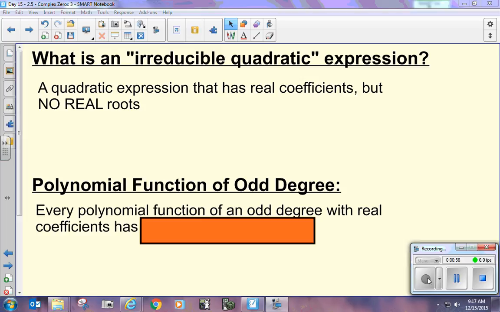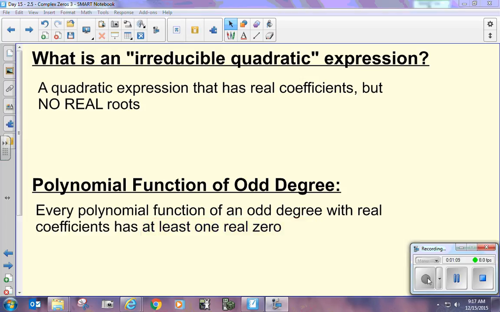Almost really. It doesn't have to have all real roots. Some, it has to have at least one, because in order for a root to be real, it has to touch the x-axis. The quadratic doesn't have to touch the x-axis. If it's like a smiley face parabola, it opens upward and is above the x-axis, it never touches the x-axis. But if it's odd, it goes up forever and down forever. So at some point, it has to cross the x-axis at least once.